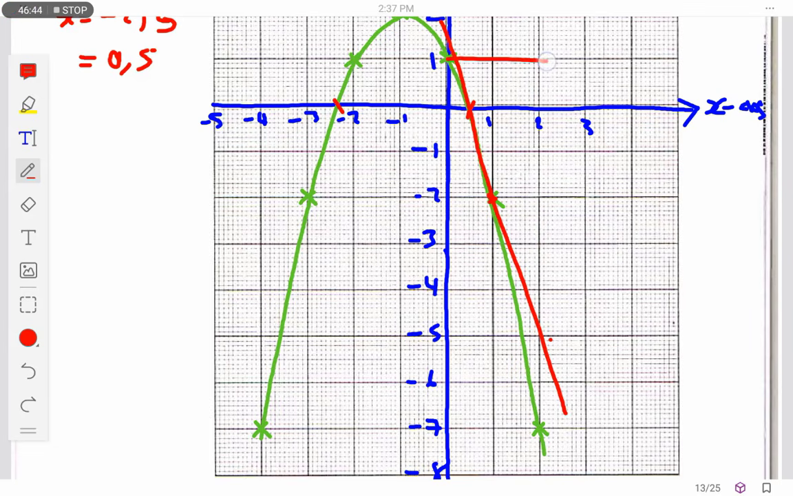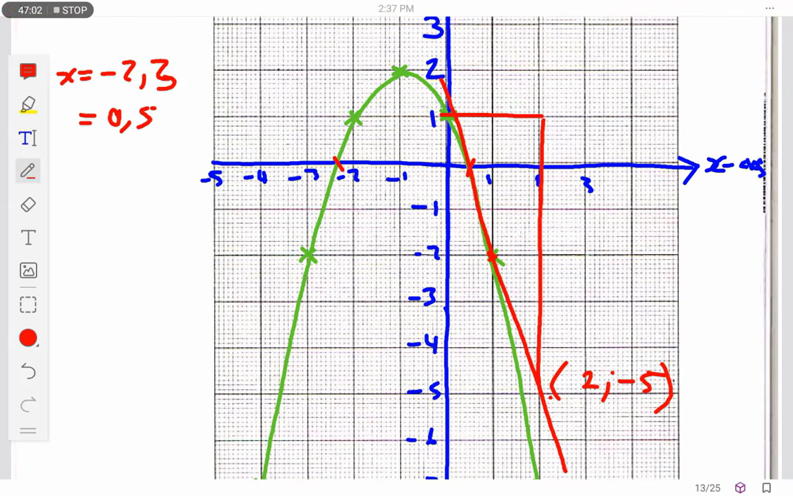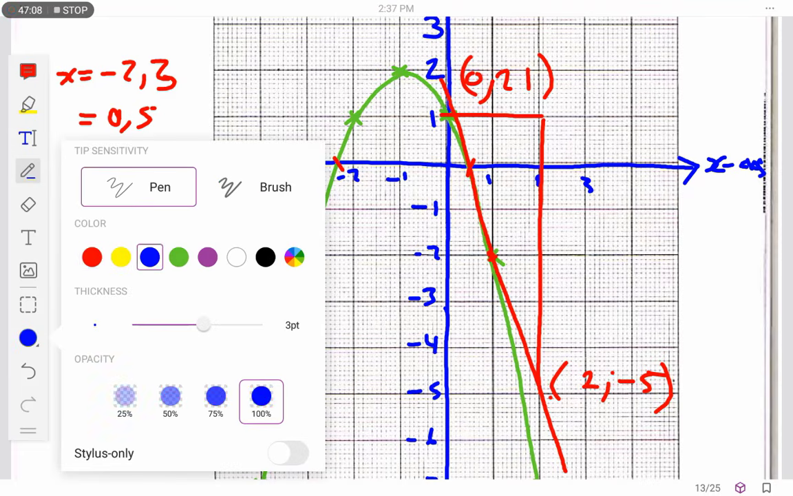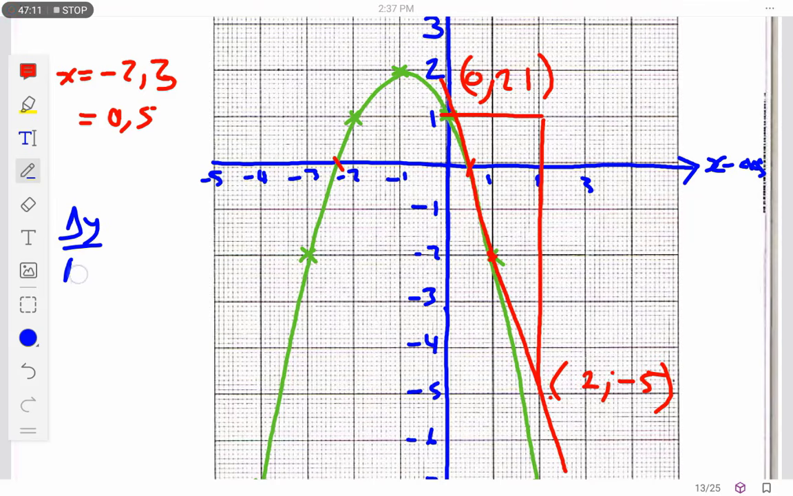The other side is not coming out nice here. So I have coordinates for this one, that's 2 and minus 5. And for the other one, the coordinate is 0.2 and 1. So our gradient is change in y over change in x. So this is my y1 and this is my 0.2.